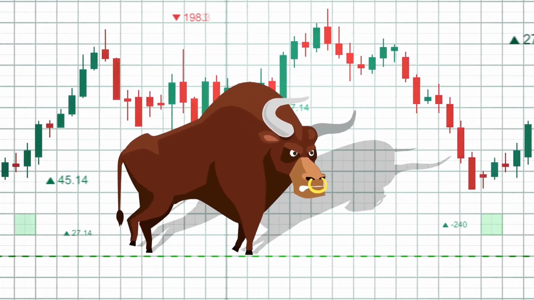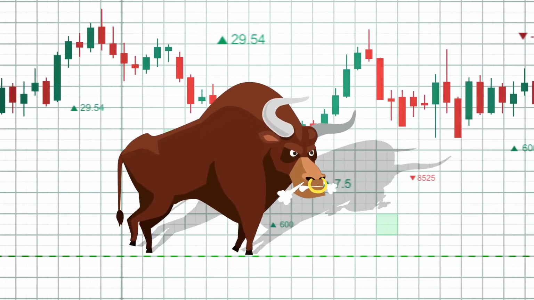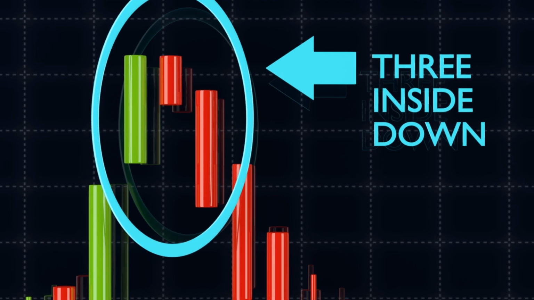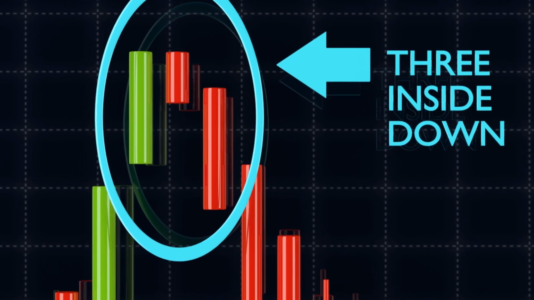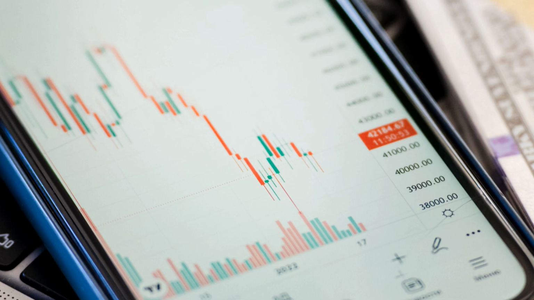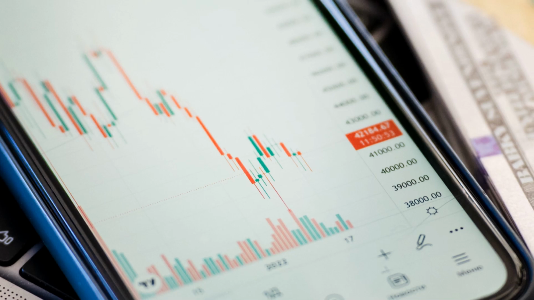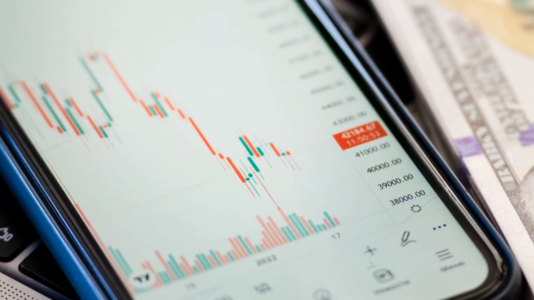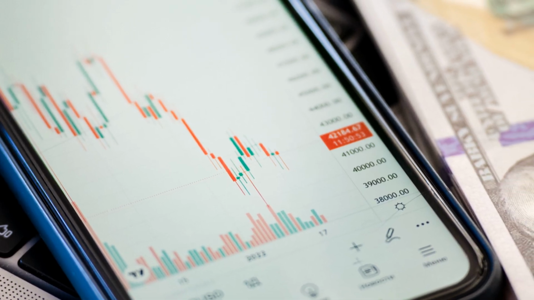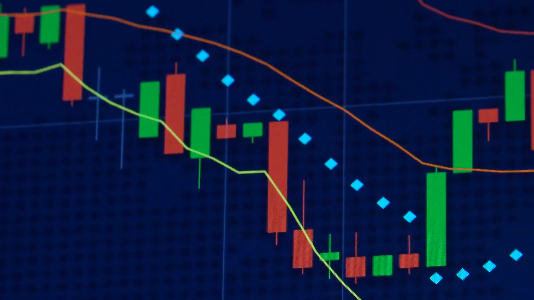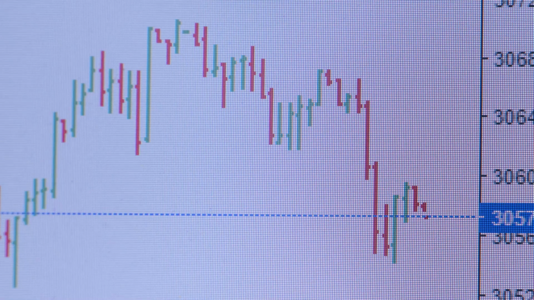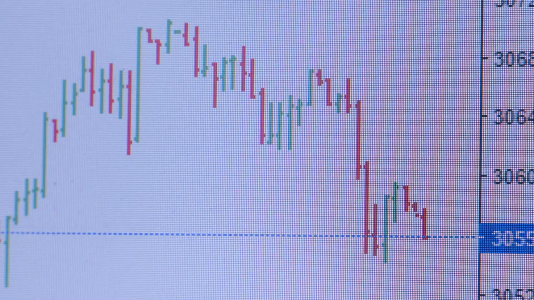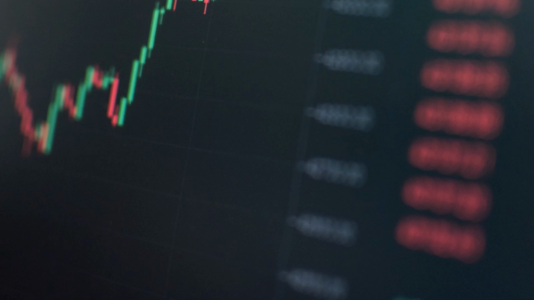Now, let's flip the script and talk about the bullish counterpart of the triple top, the triple bottom. As you might have guessed, it's essentially the same pattern but inverted, forming at the bottom of a downtrend. In this case, the price drops to a certain support level, bounces back up slightly, then drops back down to that same level again, creating a trough. It repeats this process 2 more times, forming 3 bottoms at roughly the same price level.